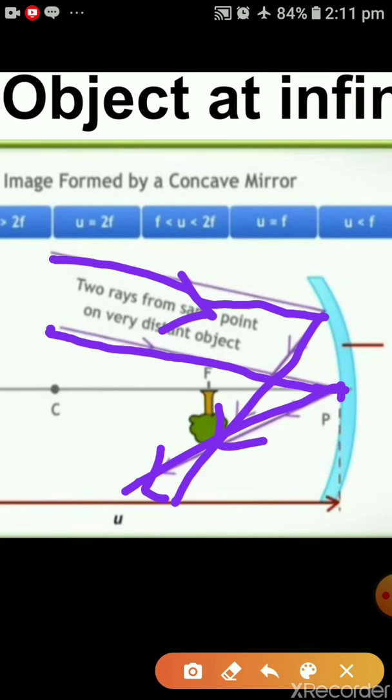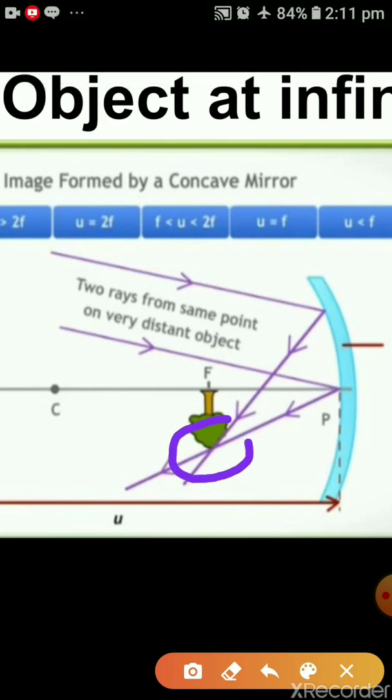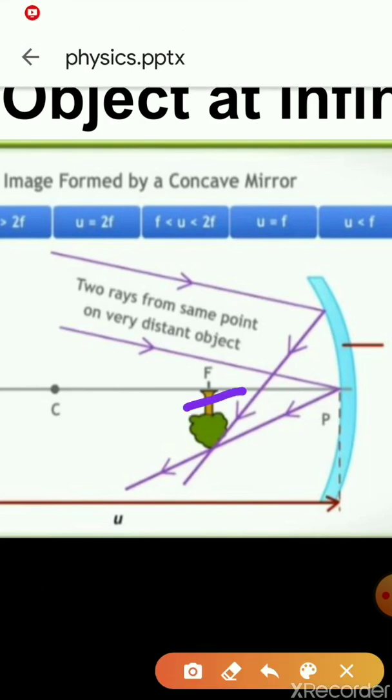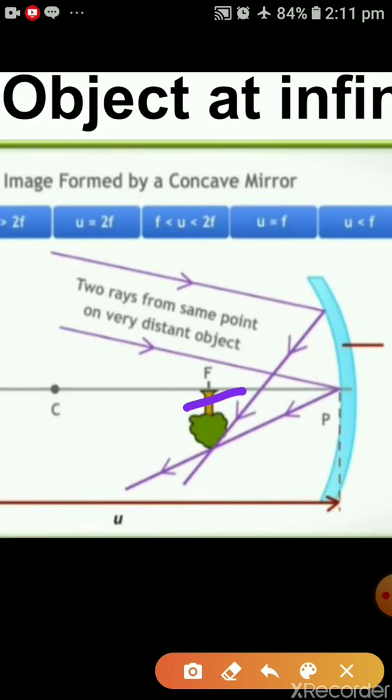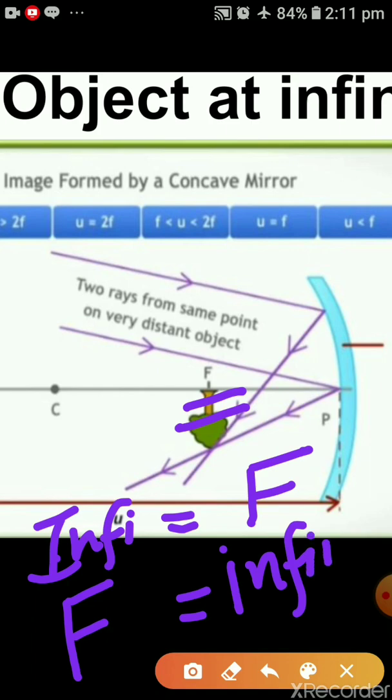It is seen here that these two rays are meeting at F. Where are they meeting? They are meeting at F. So the image will form at F. This case is again important. When the object is at infinity, the image will form at focus. At infinity we are keeping the object, then the image will form at F. And opposite to it, if we are keeping the object at F, the image will form at infinity.